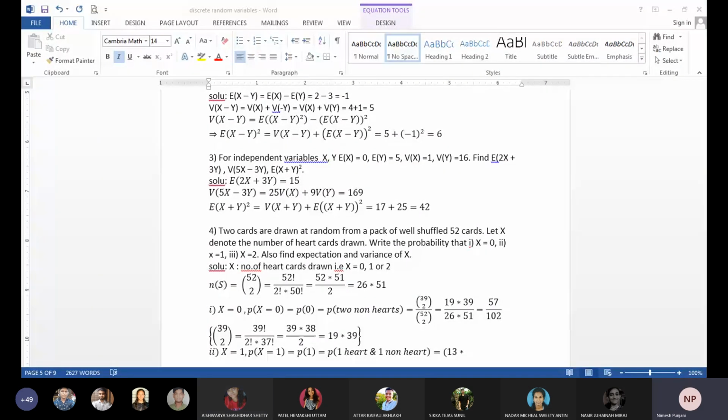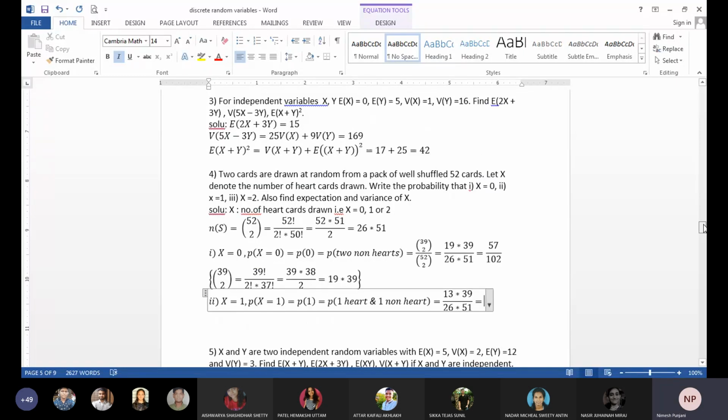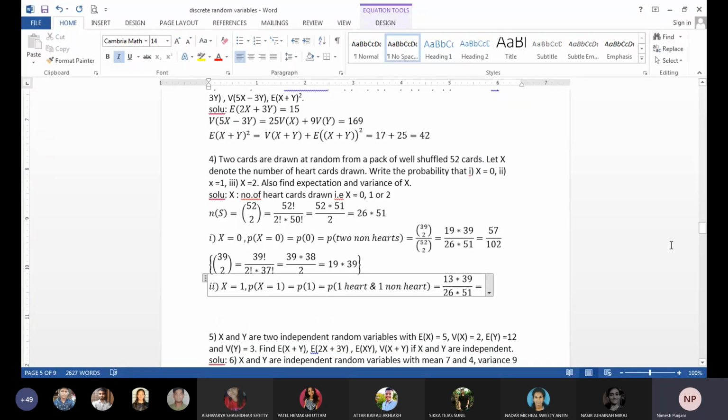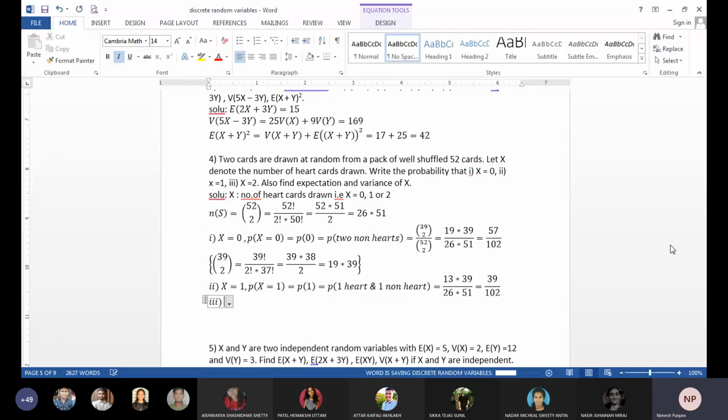39. Okay. So मेरा numerator will be 13 into 39 divided by 52C2. That we have calculated, it is 26 into 51. Right? So 13 into 39 divided by 26 into 51. तो कितना आंसर आएगा इसका? सी 13 और 26 will give you half. So this is 39 divided by 102. Is it okay?